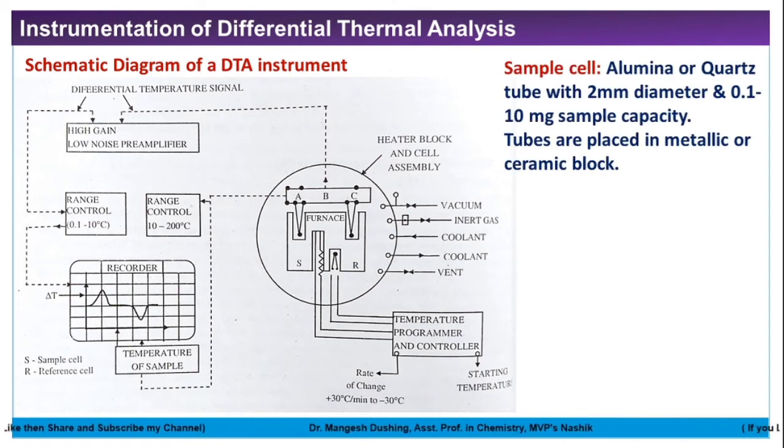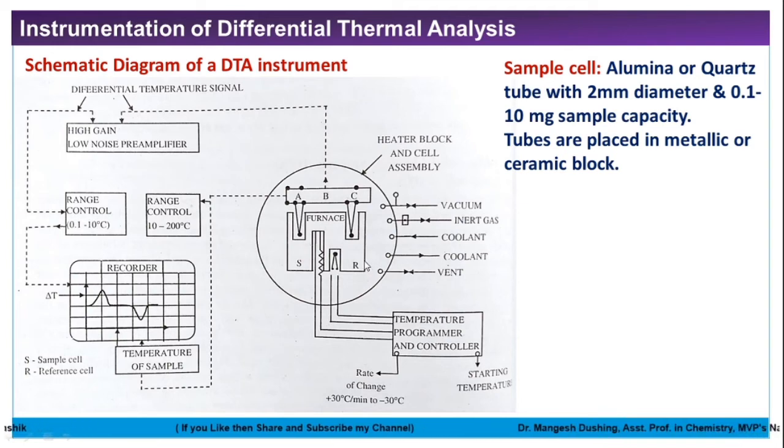First one is the sample cell. The sample cell is a tube about 2 mm in diameter, having a capacity holding 0.1 to 10 mg sample. A similar tube carries a reference material, which is alumina or quartz, that is R. The two tubes are placed in metallic or ceramic blocks. So these are the two tubes which are placed in the ceramic or metal blocks.